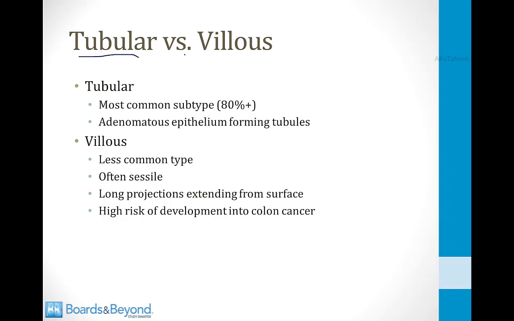The first is called tubular and the second is called villus. Tubular polyps are the more common subtype of adenomatous polyps. 80% or more are tubular, and tubular polyps have adenomatous epithelium forming tubules. I'll show you a picture of that in a minute. The less common histologic type of an adenomatous polyp in the colon is called the villus type. These are often sessile and they have long projections extending from the surface, and there's a very high risk of this type of polyp developing into colon cancer.